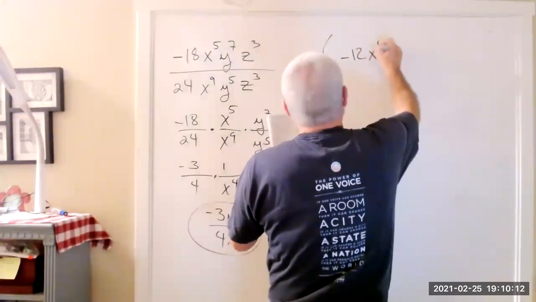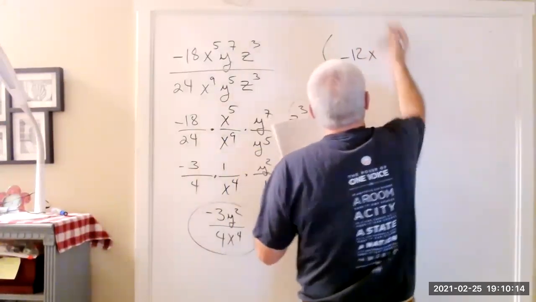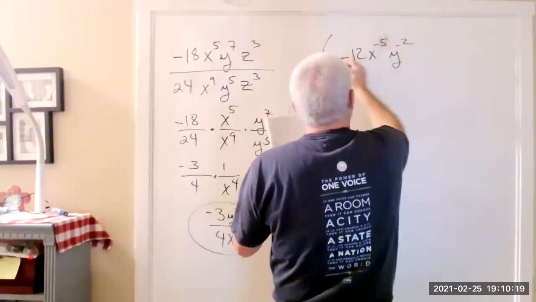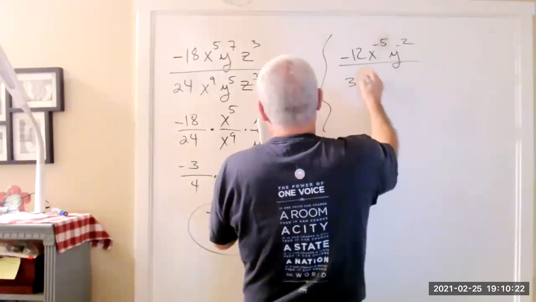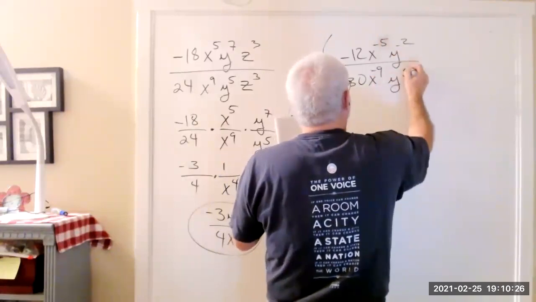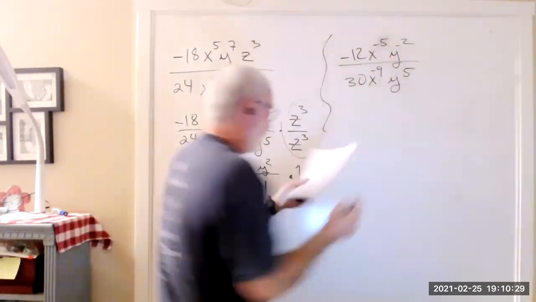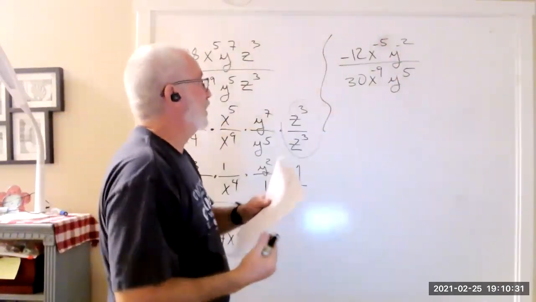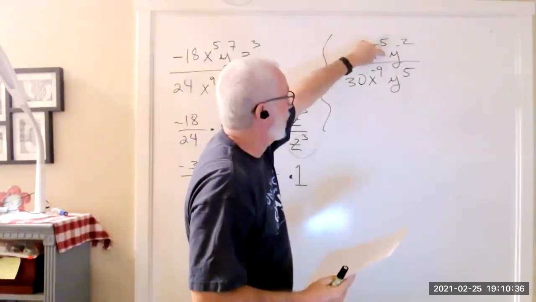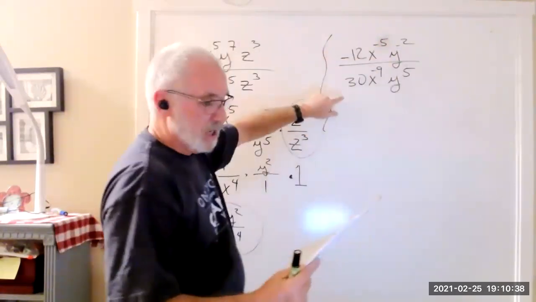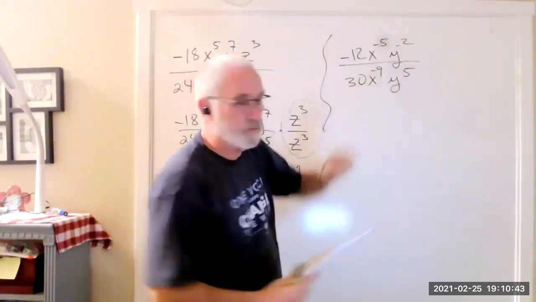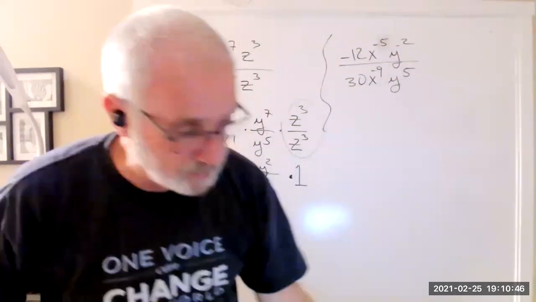-12x to the -5, y to the -2 over 30x to the -9, y to the 5. I'll get out of the way and repeat it so you can see it. The numerator was -12x to the 5th, y to the -2. The denominator was 30x to the -9, y to the 5. I'll pause it and give you a couple minutes to work on that.